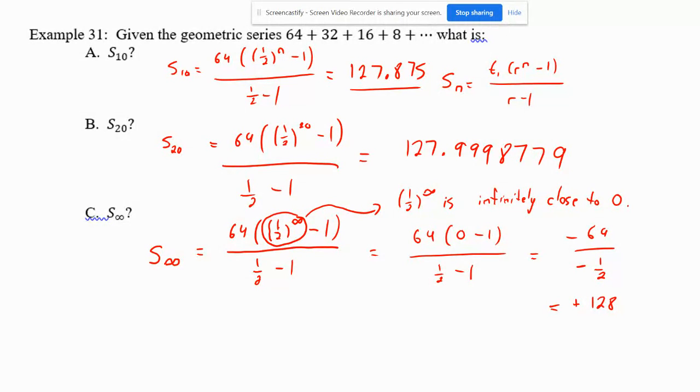128. So, I think you can kind of see, guys, that when I did S10, I got 127.875. When I did S20, I got 127.9998779 over here. So hopefully you see, guys, that these answers are getting closer and closer and closer to 128. When I extend this guy to infinity, the actual answer is 128.